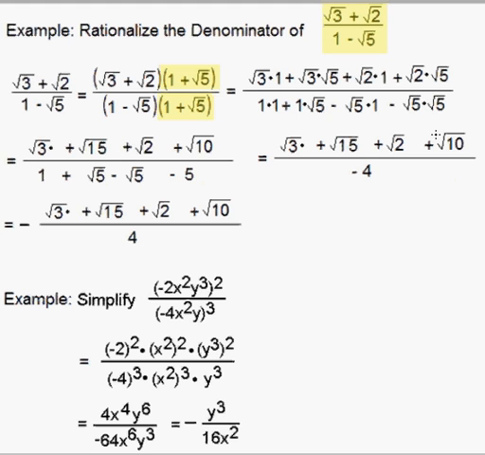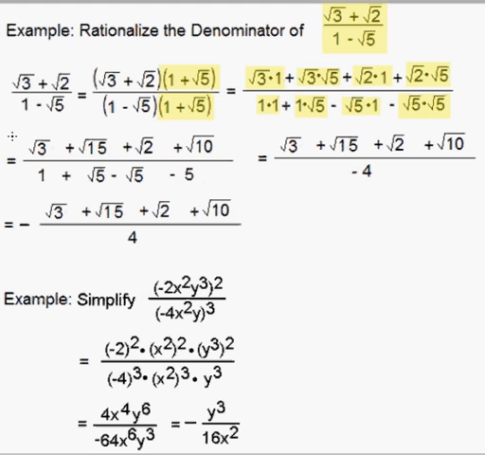First, outer, inner, last. And when we do this, we get square root of 3 times 1 plus square root of 3 times square root of 5 plus square root of 2 times 1 plus square root of 2 times square root of 5 in the numerator. In the denominator, we get 1 times 1 plus 1 times square root of 5 minus square root of 5 times 1 and then minus square root of 5 times square root of 5.